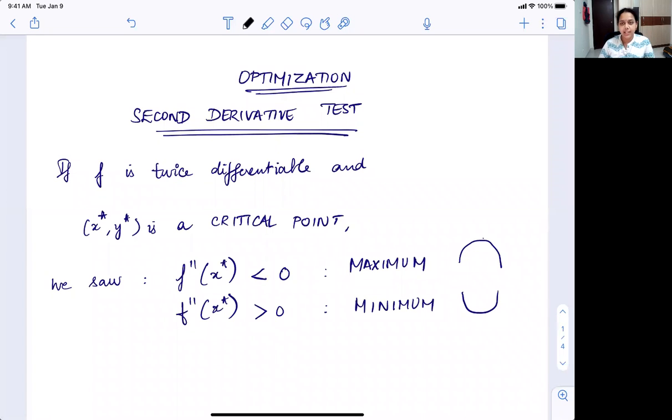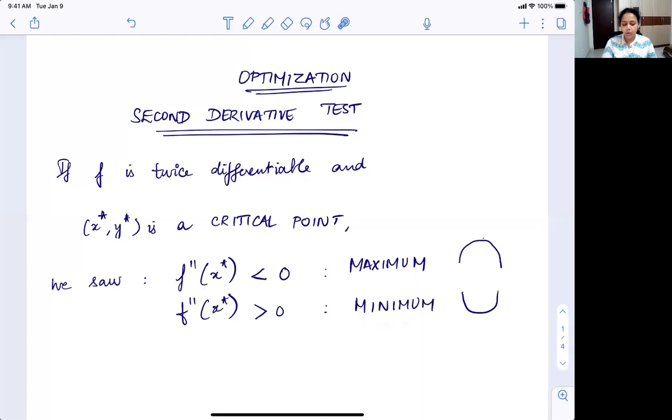Hello everyone. This is the next video in the series of videos looking at the second derivative test. So we've been using the sign of the second derivative to characterize critical points as either maximum or minimum points. We know that if (x*, y*) is a critical point, and the second derivative is less than 0 at that point, then we have a maximum at the critical point. If the second derivative is greater than 0, we have a minimum at that critical point.